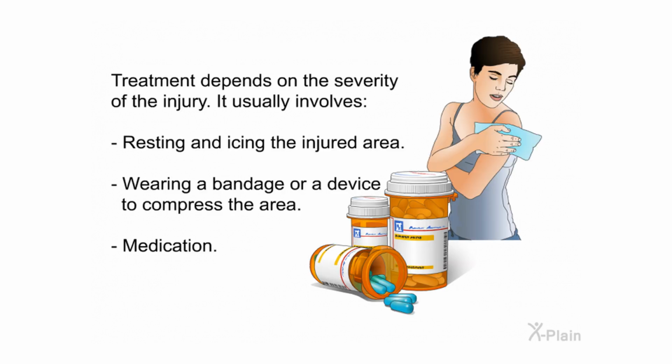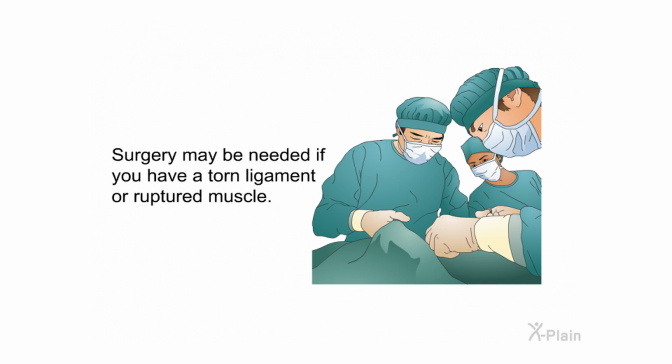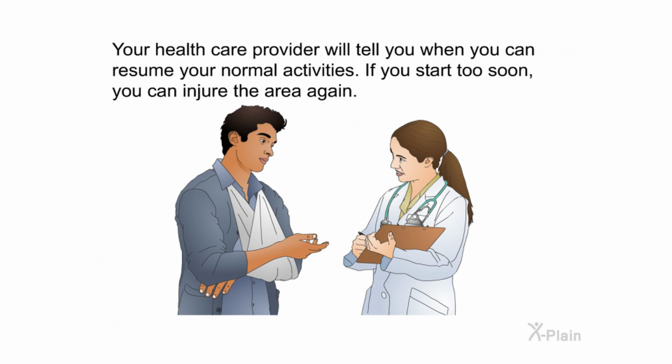Treatment depends on the severity of the injury. It usually involves resting and icing the injured area, wearing a bandage or a device to compress the area, medication. Treatment may later include exercise and physical therapy. Surgery may be needed if you have a torn ligament or ruptured muscle. Your healthcare provider will tell you when you can resume your normal activities. If you start too soon, you can injure the area again.